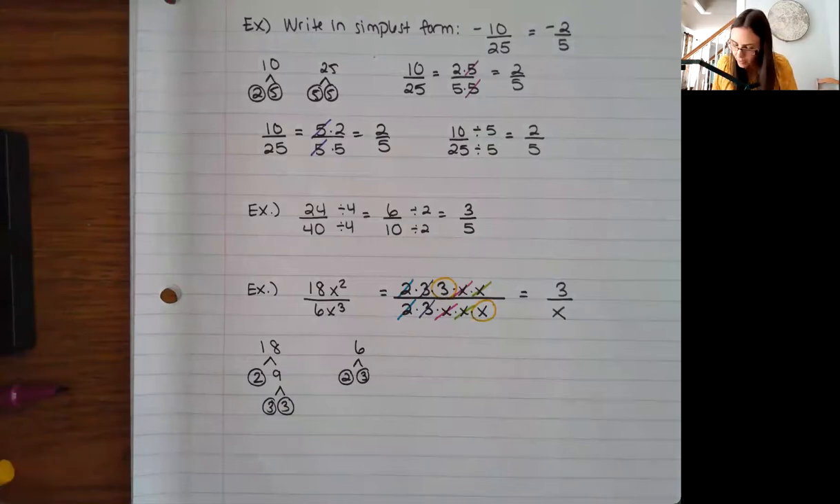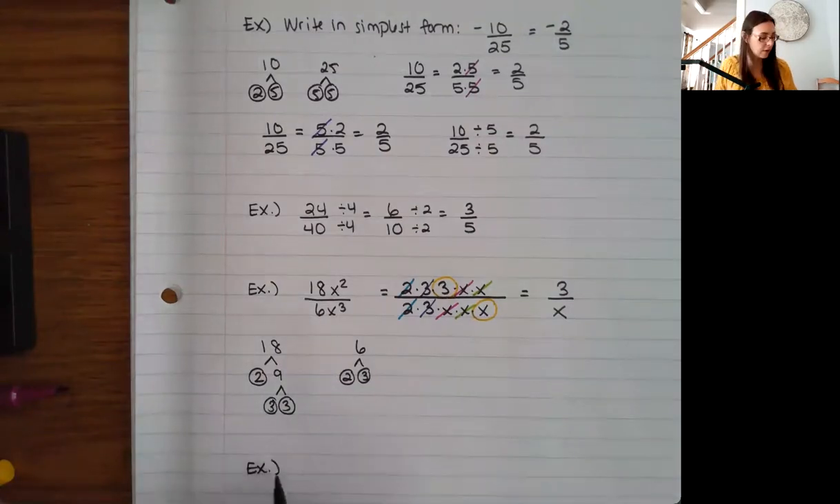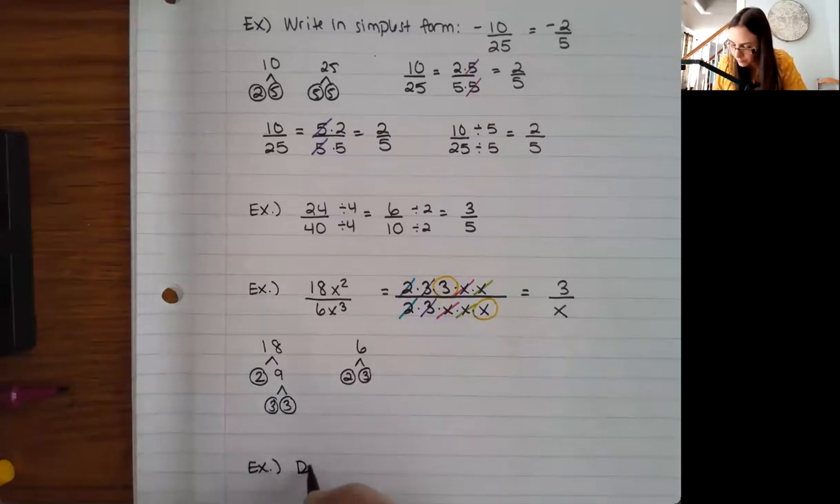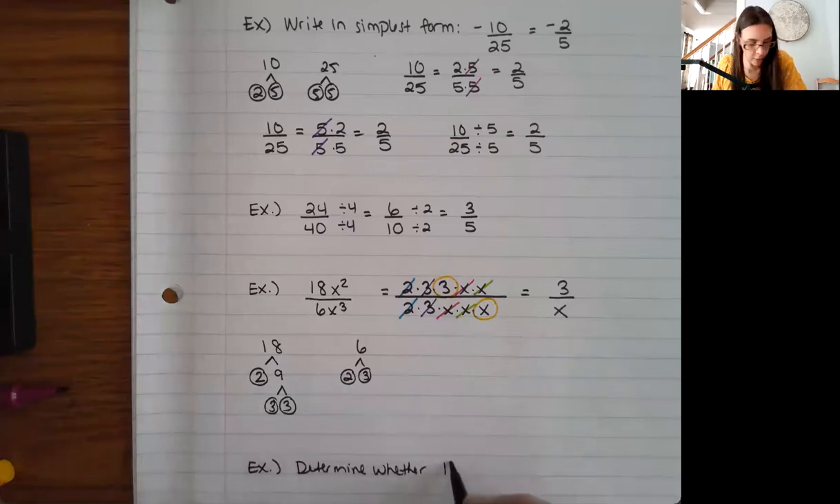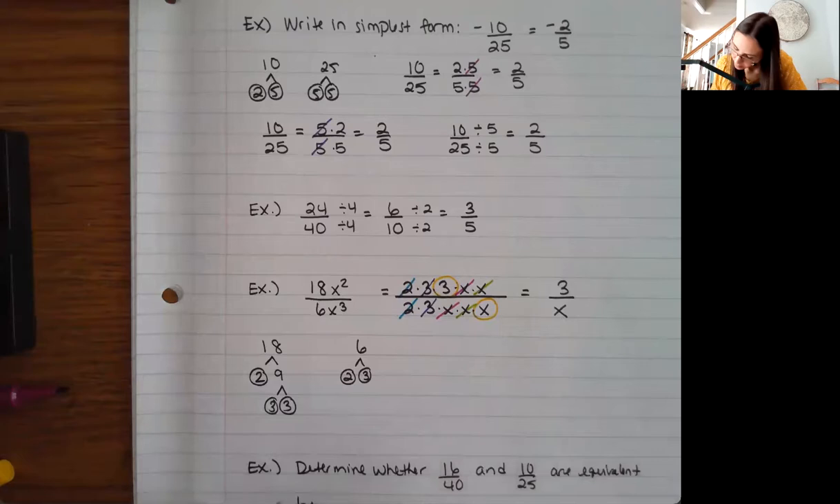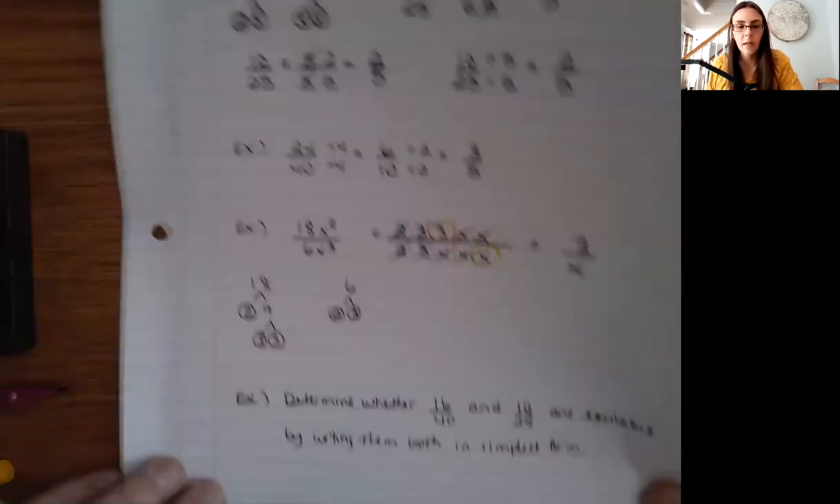Okay, so one last example, kind of coming back full circle here into determining if 2 fractions are the same. Determine whether 16 over 40 and 10 over 25 are equivalent by writing them both in simplest form. Okay. So this was that third thing.